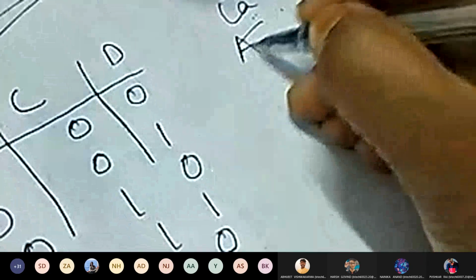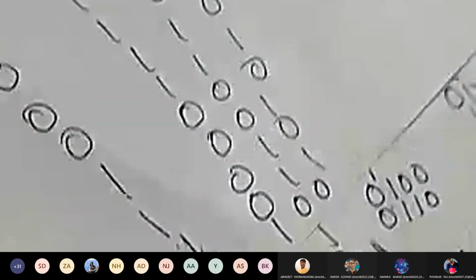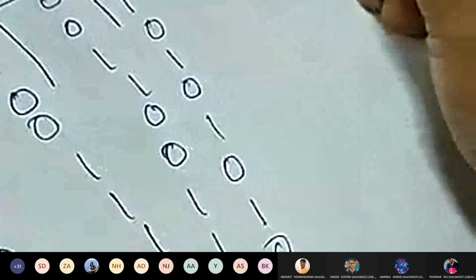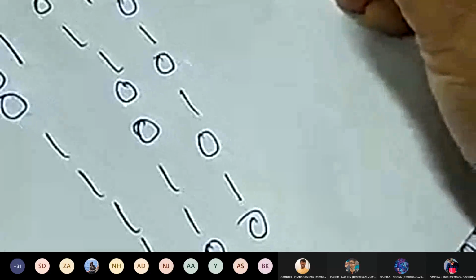Then 1, 0, 1, 0, then 1, 0, 1, 1, then 1, 1, 0, 0, and we will be writing here again A, B, C, and D. How much have we written? 1, 1, 0, 0, then 1, 1, 0, 1, then 1, 1, 1, 0, then 1, 1, 1, 1. All the values we have mentioned.